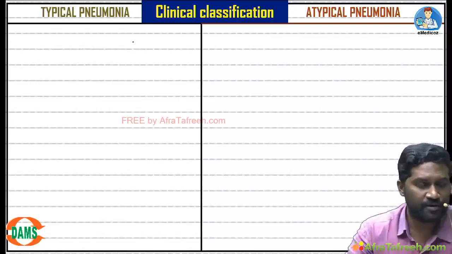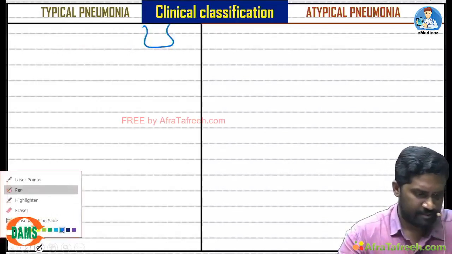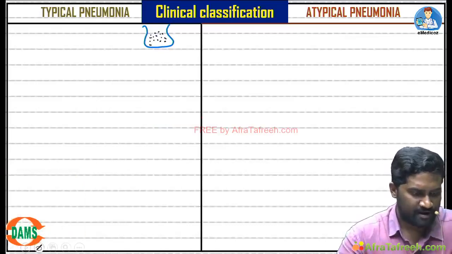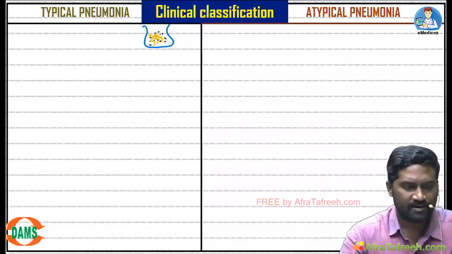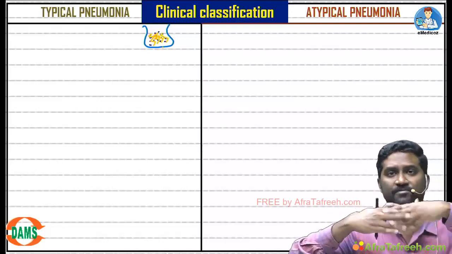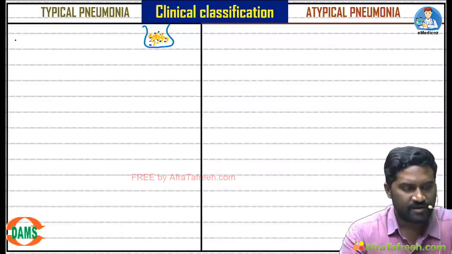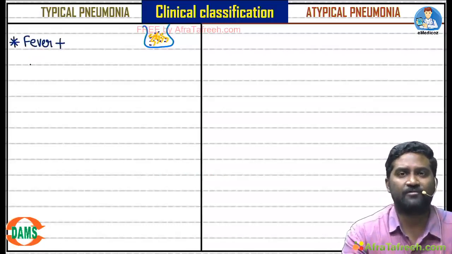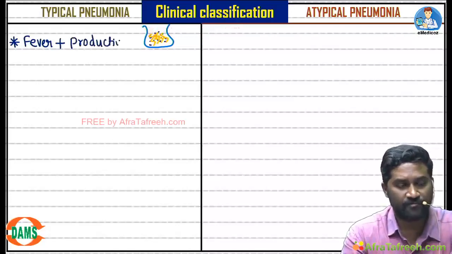How does a routine pneumonia present? Consider this is the alveolus. The bacteria will come into the alveoli and start proliferating. To fight against the bacteria, your body will send some immune response. Interaction between bacteria and immune response will result in production of secretions. So this patient, because it is an infection, will have fever. Because secretions are formed, the patient will have cough with productive sputum.